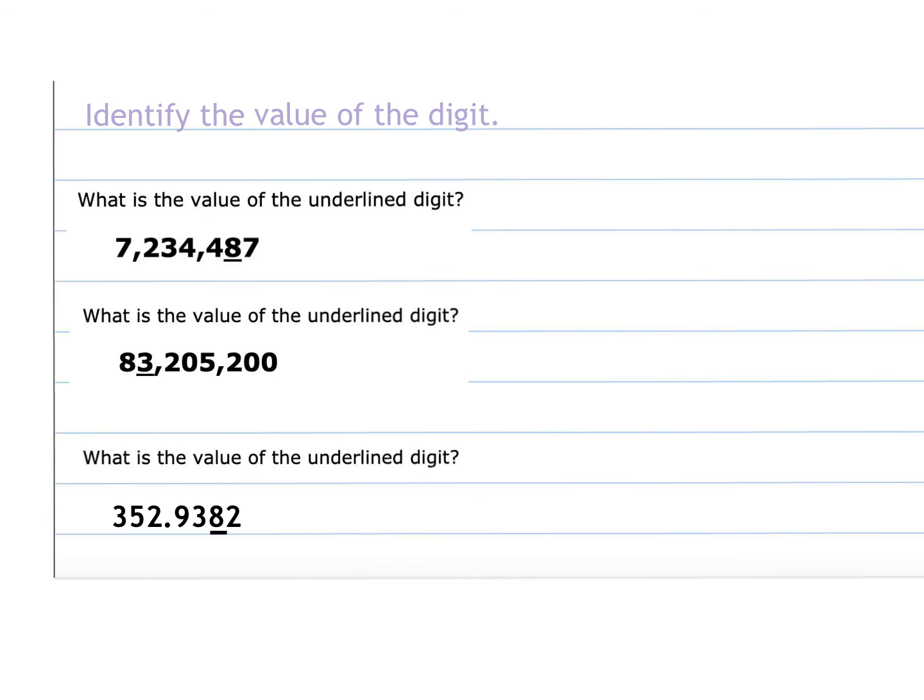So if you feel comfortable and you want to pause me and go ahead and try all 3 of these on your own and then come back and check, feel free. Otherwise, follow along with me in your notebook as I go through them. So our first number is 7,234,487. The 8 is underlined. 8 is in the tens place. So we have 8 tens, which is going to give us 80 as our value for 8.